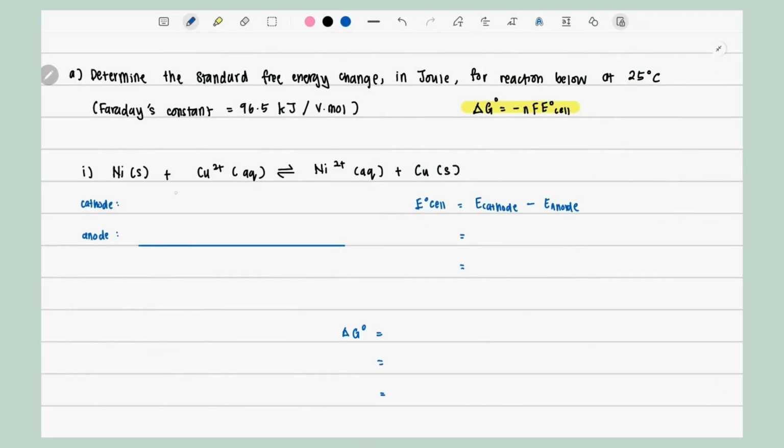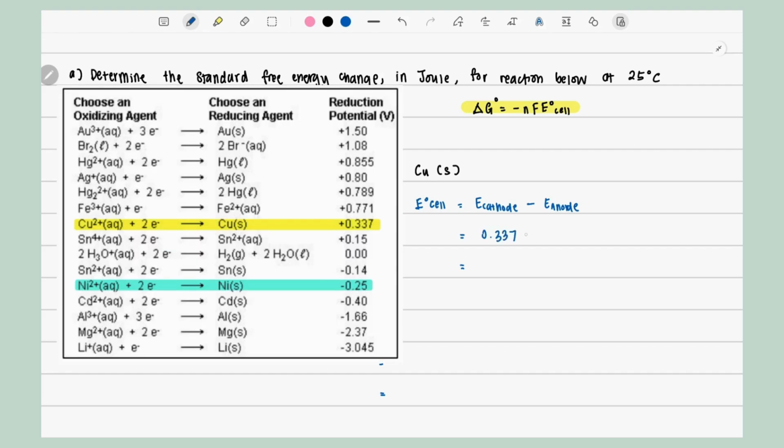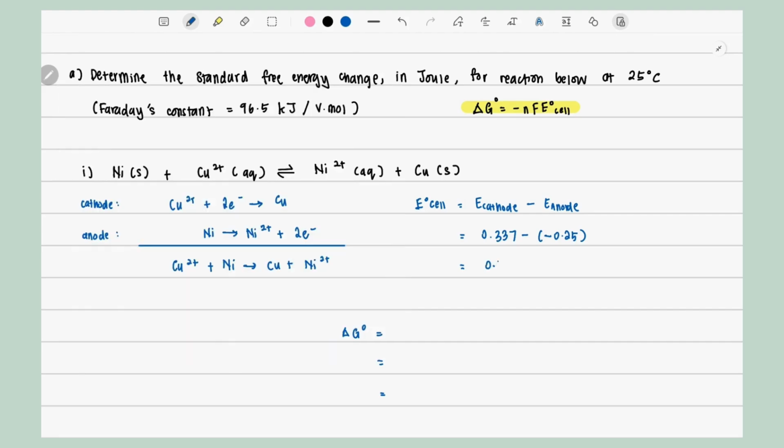This question asks us to determine the standard free energy change in joule. So for this question, the first thing we need to do is to determine the anode and cathode and write the half equation. Next, we have to calculate the E naught value by referring to this table. We can calculate the E naught value for this question. Next, we have to calculate the standard free energy by putting the values into the formula.